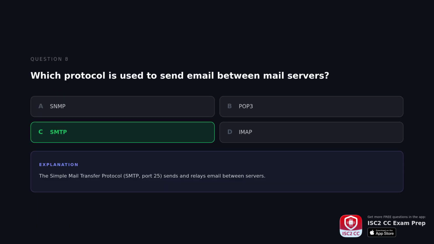The correct answer is SMTP. The Simple Mail Transfer Protocol, SMTP, port 25, sends and relays email between servers.